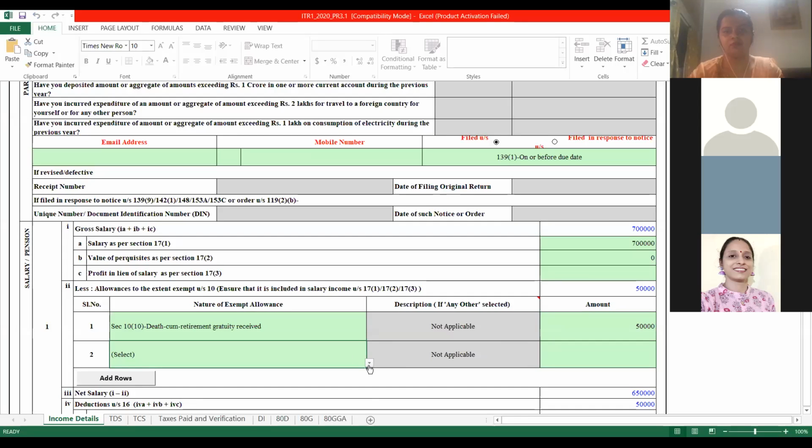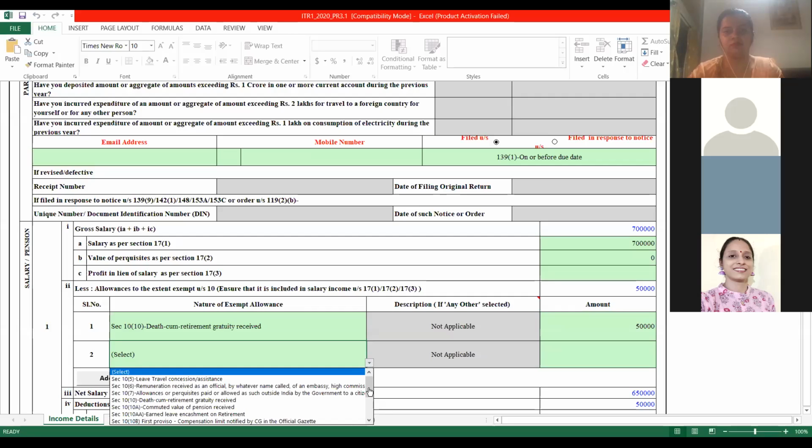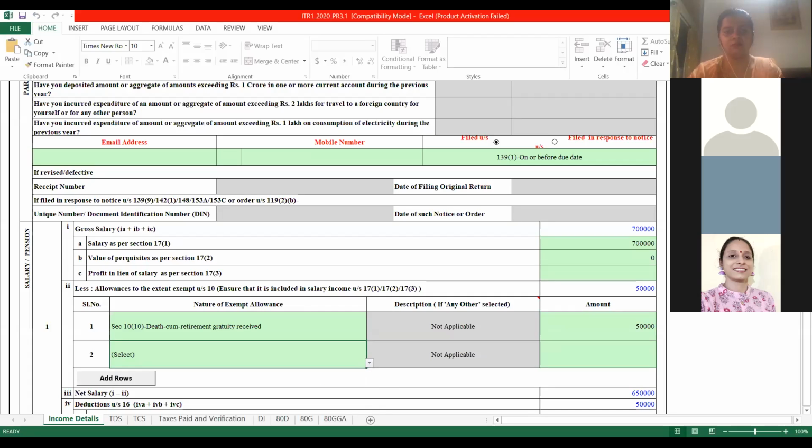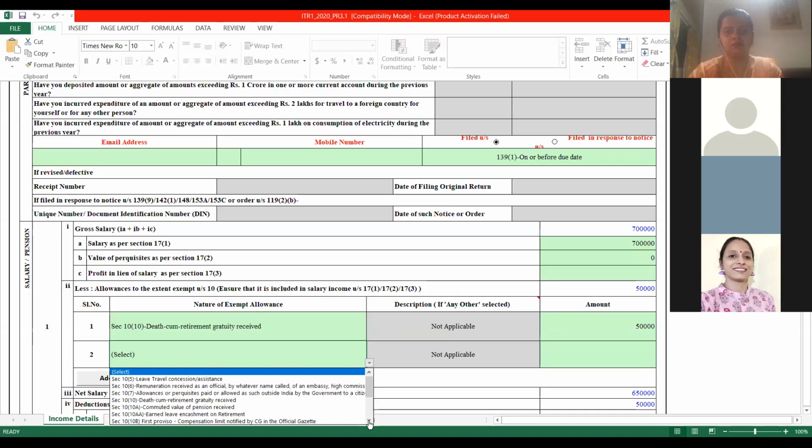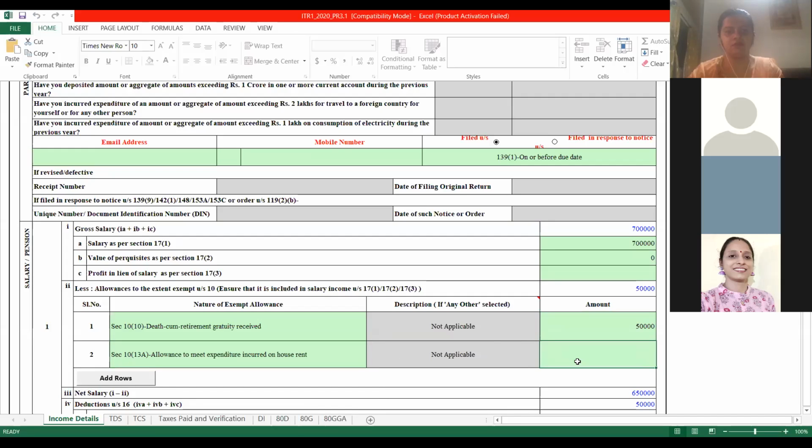And next, we will take, say for example, HRA, house rent allowance. Say for example, around 80,000.